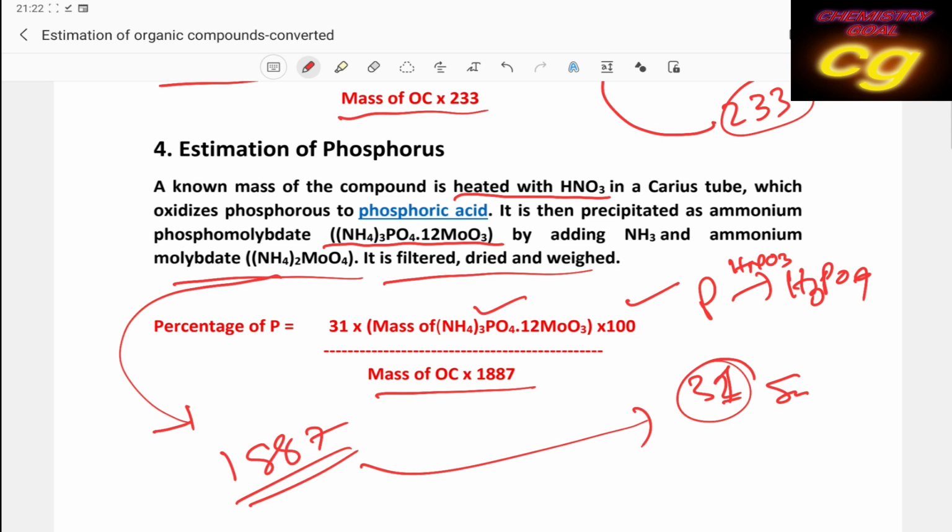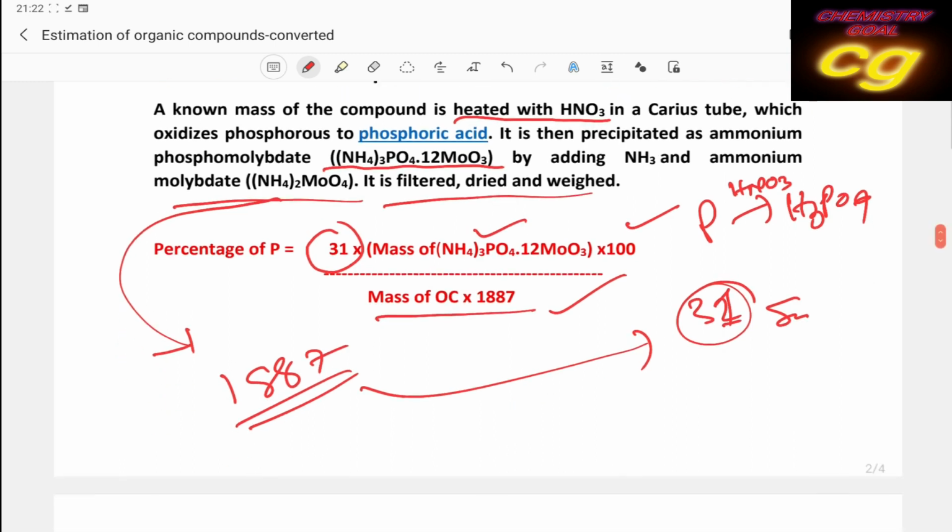So always the same formula: the atomic mass of the element, then the mass produced into 100, divided by the mass of organic compound, then the molar mass. Try to remember this common formula. So this is the estimation of phosphorus.